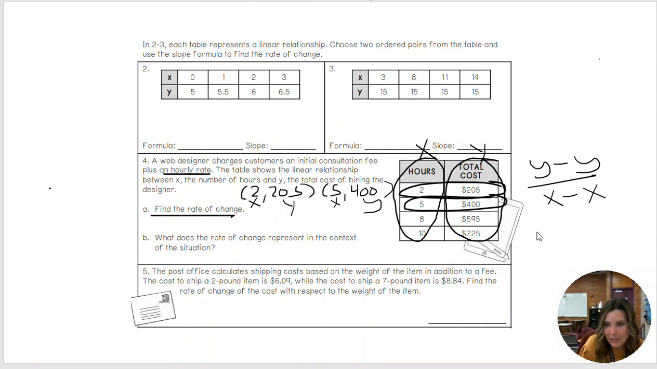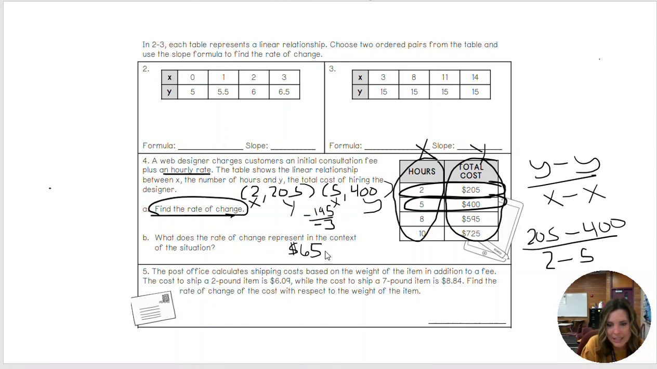Okay, so we're going to do 205 minus 400 over 2 minus 5, and that gives us a negative 195 over a negative 3, and when we divide those two, we get 65. And what that means is our rate of change is 65. It's $65 per hour to pay the website designer.